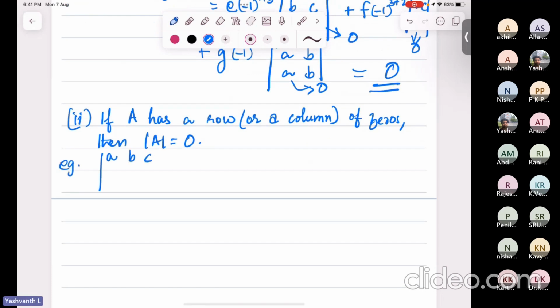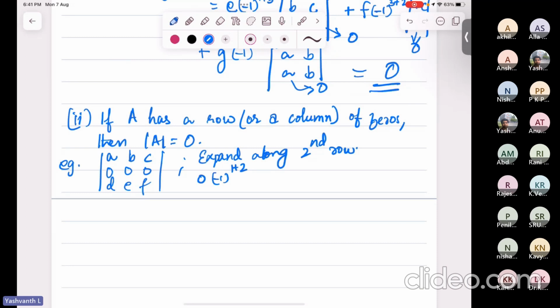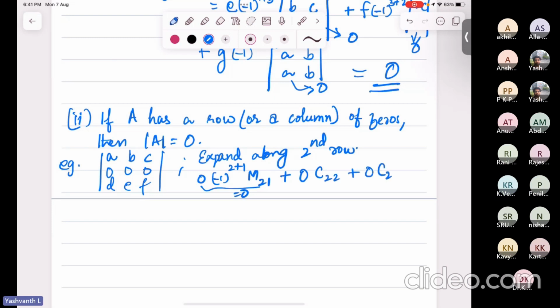Let's say A, B, C, 0, 0, 0, D, E, F. And what you need to do is expand along second row. That is, expand along the column or row which has zeros. And what happens is 0 times minus 1 power 2 plus 1, because that is the 2 plus 1 position, times M21. I'm not writing it because anyway it becomes 0. Again, you can show that 0 times, maybe I will write C22 plus 0 times C23, the whole is 0. Okay.